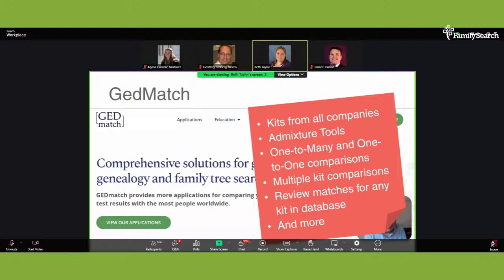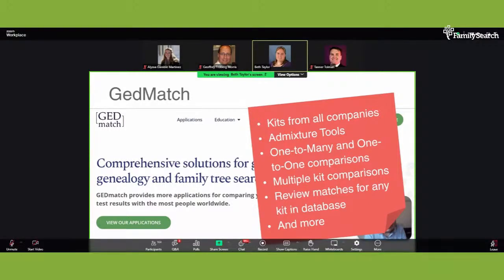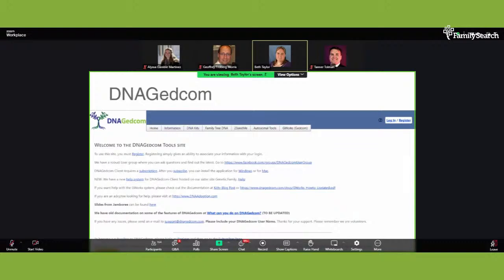They have something called the Lazarus tool that will let you take the DNA of like 4 or 5 siblings and try and reconstruct the DNA of their parents. So if your grandparents are deceased, maybe you can at least come up with a kit for them based on the siblings. There's just a lot of fun tools at GEDmatch, so something to play around with.